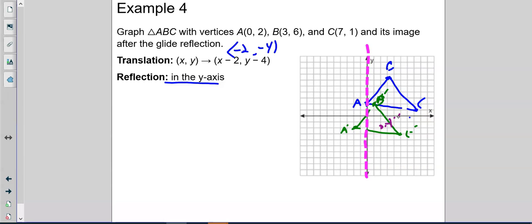B is 1 space right of it. So I'm going to go one space left of it. And that's going to be my B double prime. And C is 1, 2, 3, 4, 5 to the right. So I'm going to go 1, 2, 3, 4, 5 to the left. There's my C double prime. And then my triangle is right here. So that's the same triangle reflected over the y-axis. It's folded over that.